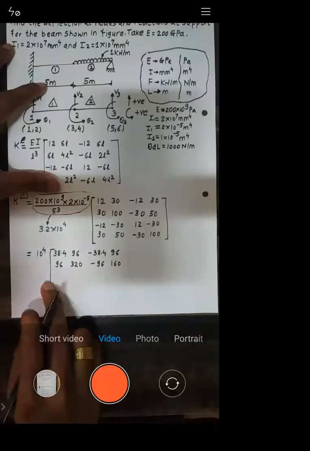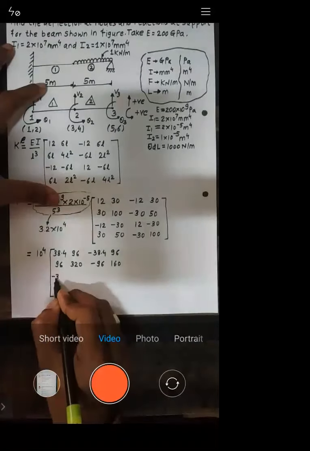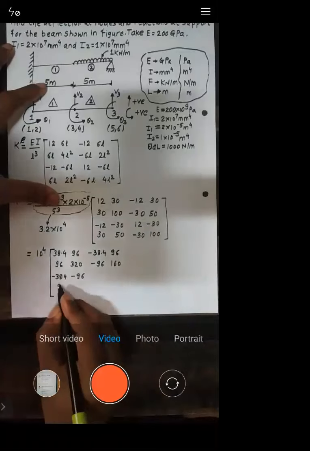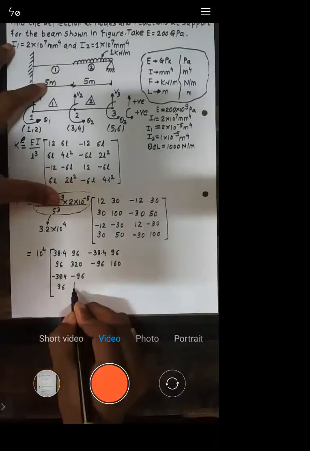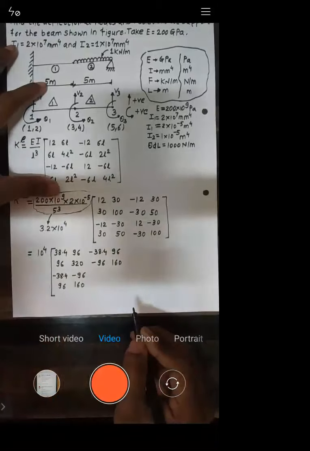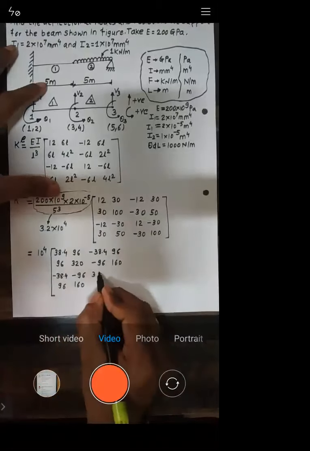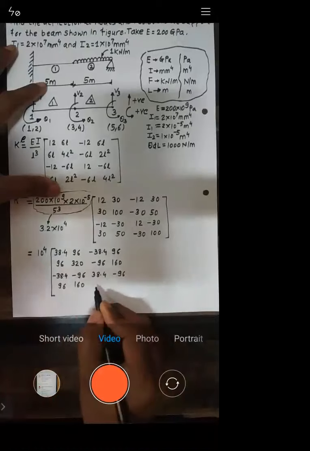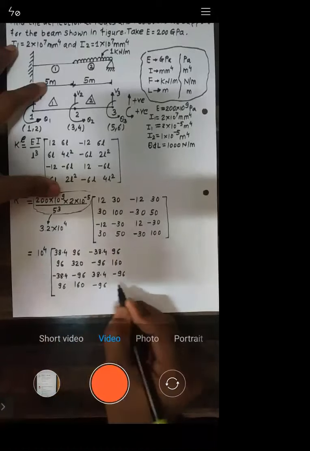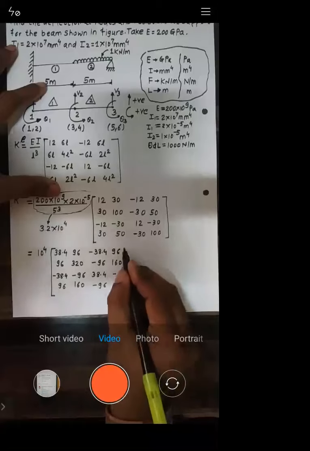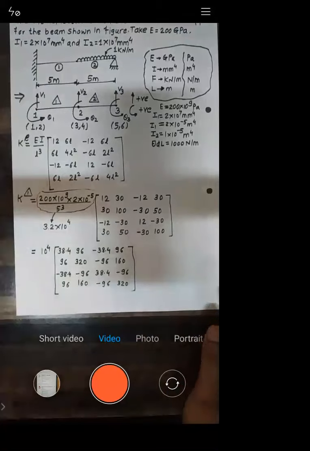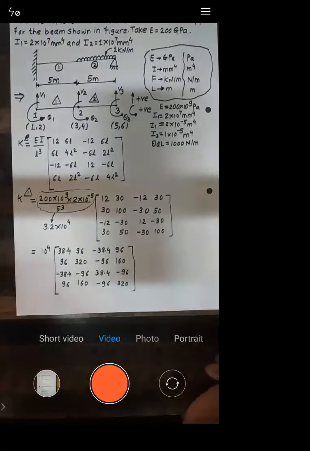Now the same value I will get here. Minus 38.4, minus 96, 96, 160, right? Same here I will get 38.4, minus 96, minus 96 and 320. Is it okay? Yes or no? Yes, sir.